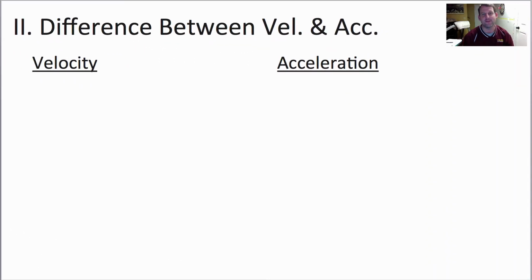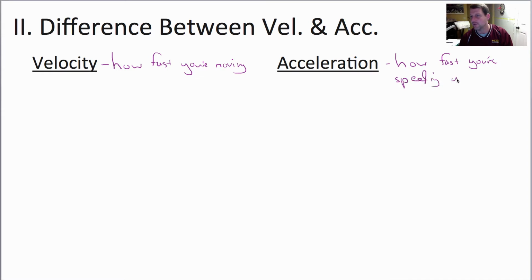Okay, let's take a look at the difference between velocity and acceleration. So velocity is how fast you're going. So it's how fast you're moving. Acceleration is how fast you're speeding up, slowing down, or turning. So how fast you're moving, how fast you're speeding up, slowing down, or turning.